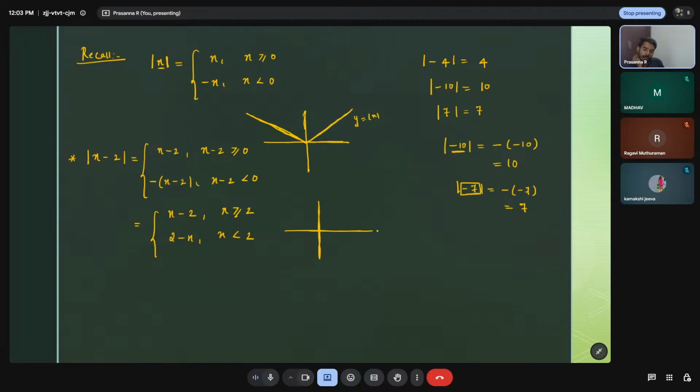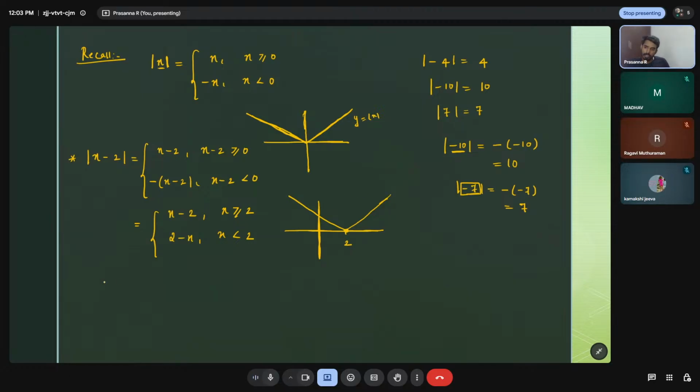At 2 it is equal to 0. To the right of 2, the output is x minus 2. For example, if you put 3, it will be 1, so it will go like this. To the left of 2, the function takes 2 minus x, and that graph goes like this. So the mod x graph is always a V, and that V will cut at the zeros of the inside quantity, which is 2. Zeros means root of the inside quantity.